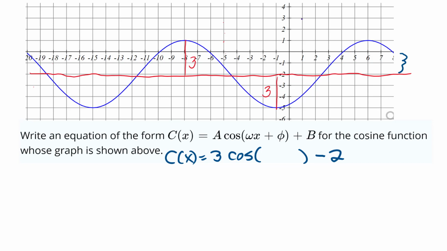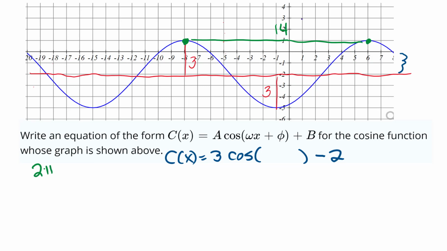All right, now we want to figure out the omega, and so we're going to need to know the period to do that. So let's pick a maximum point right here, follow one complete cycle till we're over to another maximum, and figure out how far apart those are. It looks like that's 8 and another 6, so the period is 14.